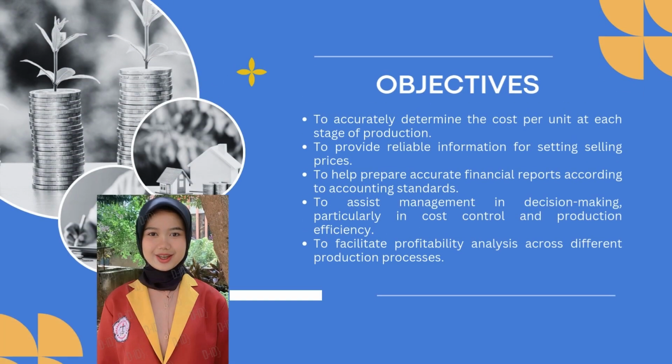Objectives of using process costing. The main objectives of using the process costing method are 1. To accurately determine the cost per unit at each stage of production. 2. To provide reliable information for setting selling prices. 3. To help prepare accurate financial reports according to accounting standards. 4. To assist management in decision-making, particularly in cost control and production efficiency. 5. To facilitate profitability analysis across different production processes.